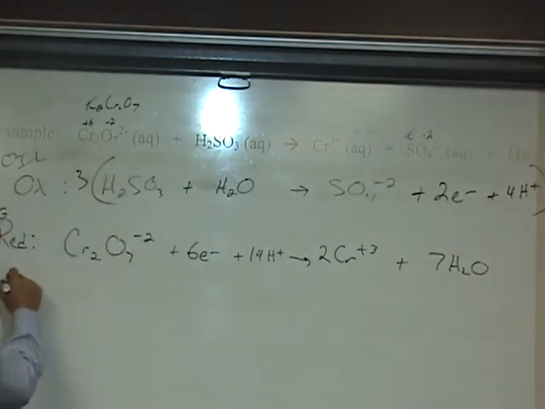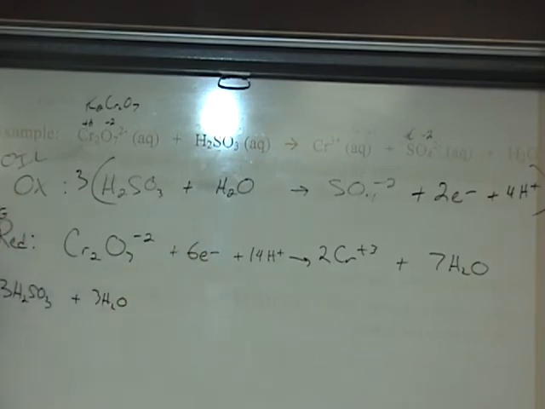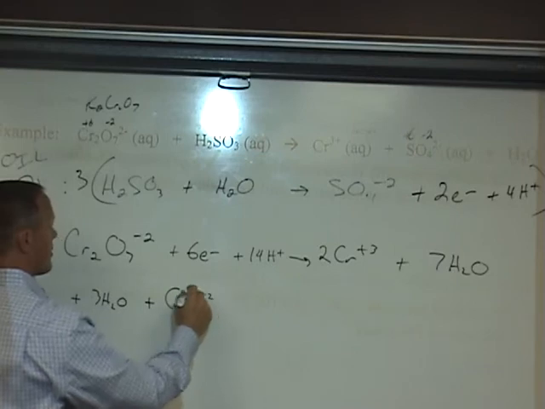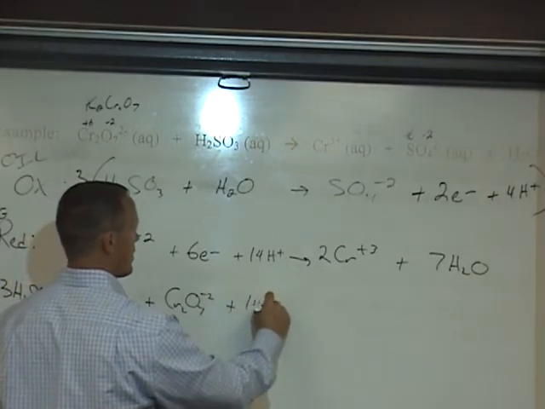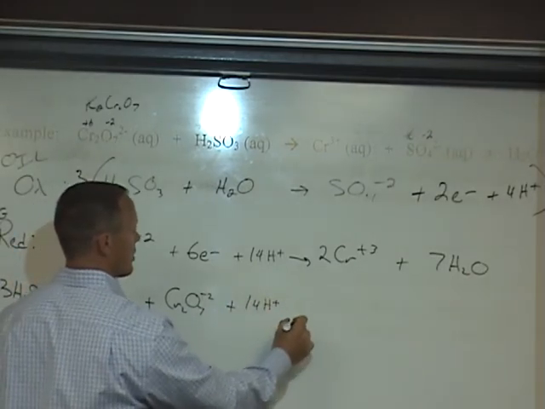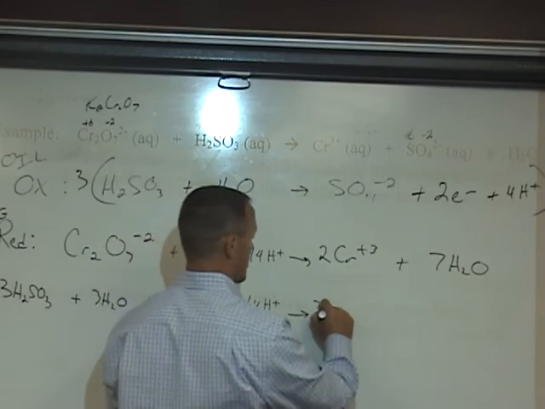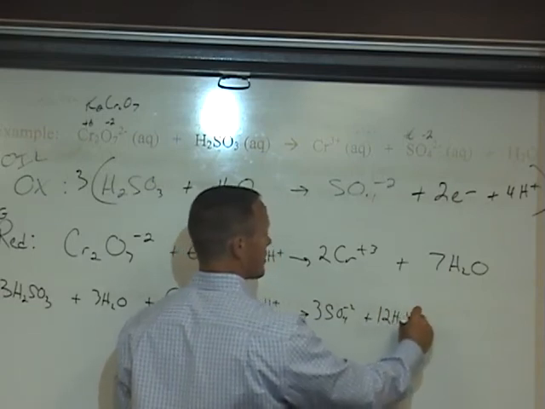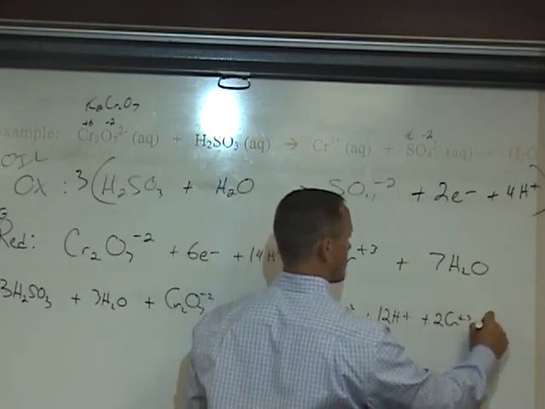So if I write out the whole thing, it's going to be 3 H2SO3 plus 3 waters plus a dichromate ion plus 6 electrons. We know our electrons are going to cancel, so just leave those out. Plus 14 hydrogens. There's all the reactants. Products, you got 3 sulfate ions plus 12 hydrogen ions plus your 2 chromiums plus 7 waters.